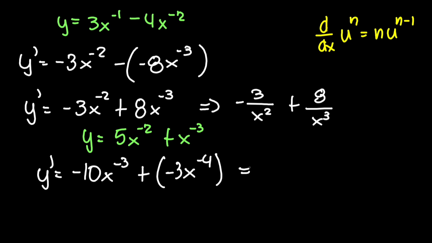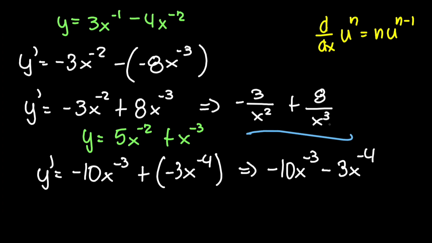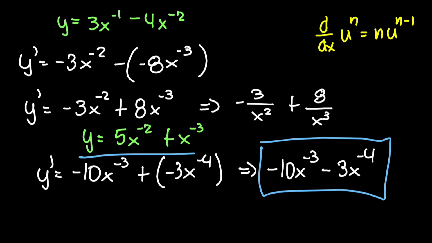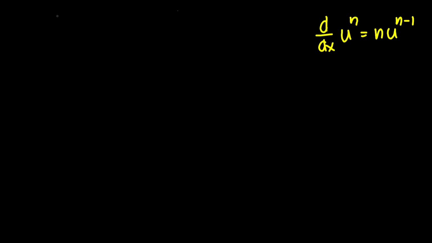For your final answer, it would be equal to negative 10x to the power of negative 3 minus, since it is negative and it is positive, multiplying that, it would result in a negative number, 3x to the power of negative 4. You can put this in a fraction form, but I will just leave this as it is as your answer regarding our problem in here.